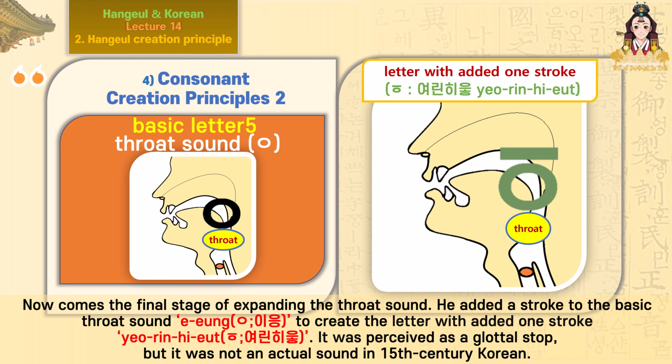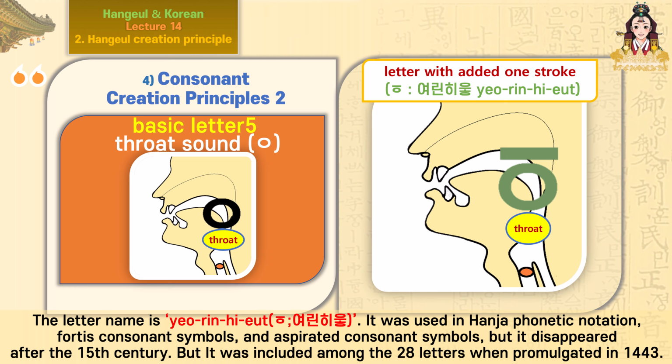Now comes the final stage of expanding the throat sound. He added a stroke to the basic throat sound, iong, to create the letter with added 1 stroke, urinhyut. It was perceived as a glottal stop, but it was not an actual sound in 15th century Korean. The letter name is urinhyut. It was used in Hangeul phonetic notation, fortis consonant symbols, and aspirated consonant symbols. But it disappeared after the 15th century. But it was included among the 28 letters when promulgated in 1443.